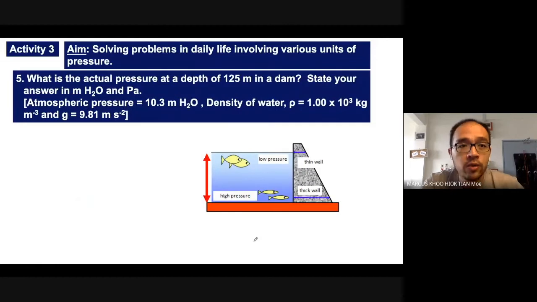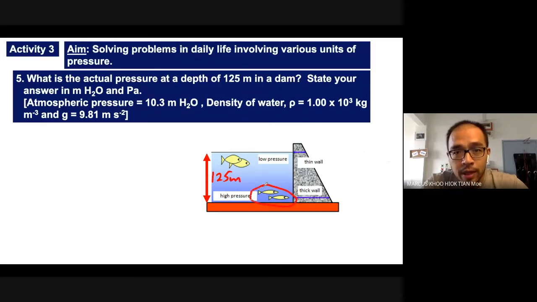Okay, let's try another one. Actual pressure at the depth of 125 meters in a dam. State your answer in meter water and then convert it to Pascal. Remember, at the depth of 125 meters, so this is 125 meters.